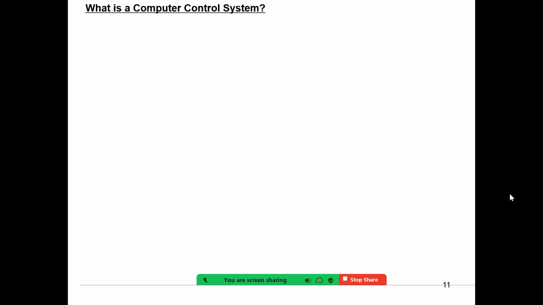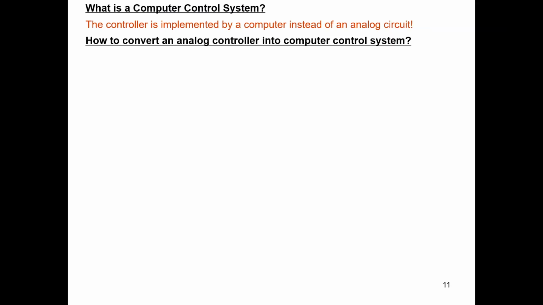Of course, this course is about computer control systems. Last time we mainly talked about control systems with analog, continuous time signals. A simple statement is that the controller will be implemented by a computer instead of an analog circuit. But how do we convert? Let's say you already have an analog controller, how do we change that into a computer control system? Can we simply replace the circuit with a computer?